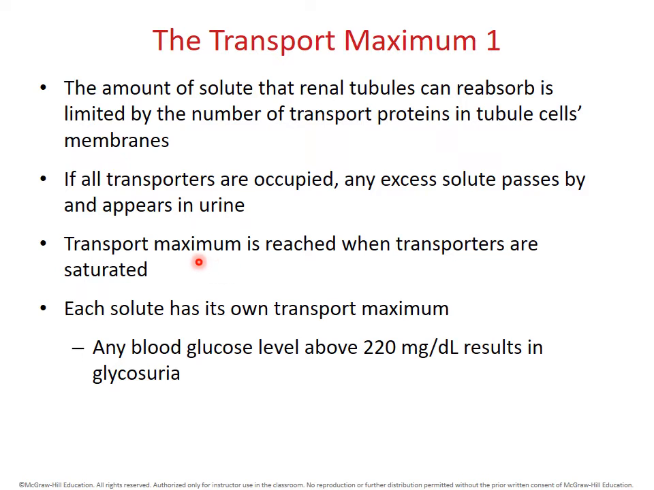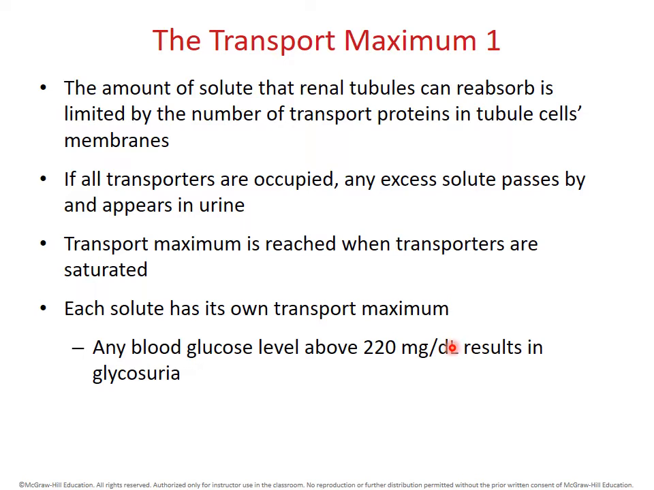And of course, again, different substances are going to have different transport maximums because they use different carrier molecules, and of these different carrier molecules, there might be different numbers of them and so on, scattered throughout the cell membranes. So each solute, again, has its own transport maximum. For glucose, for instance, the one we talked about, the glucose-sodium symport, any blood glucose above 220 milligrams per deciliter of blood, that's 1/10 of a liter, is going to result in exceeding the transport maximum.